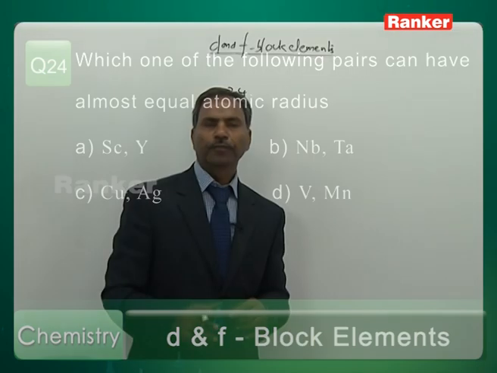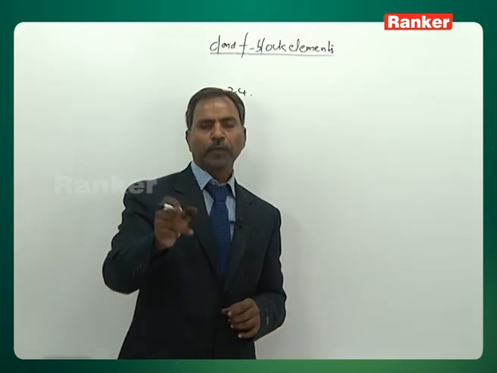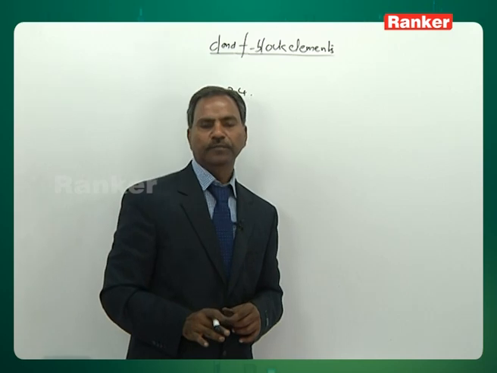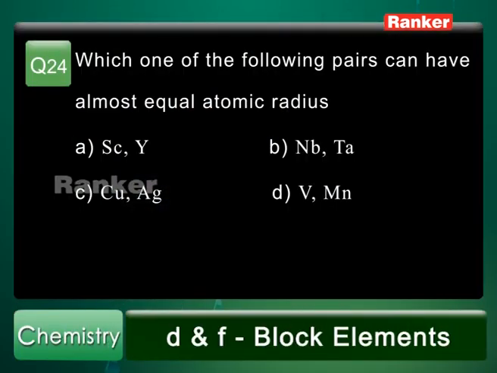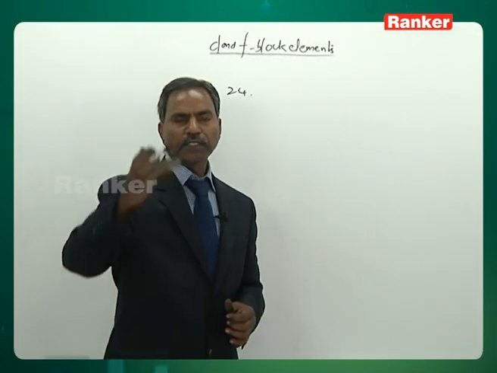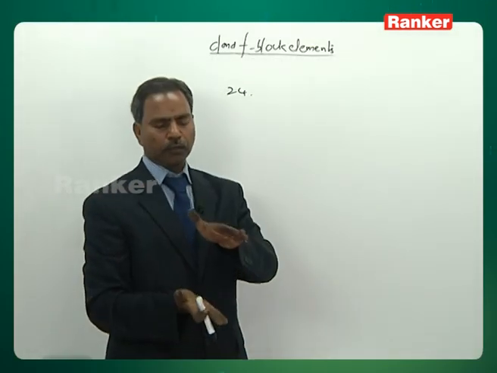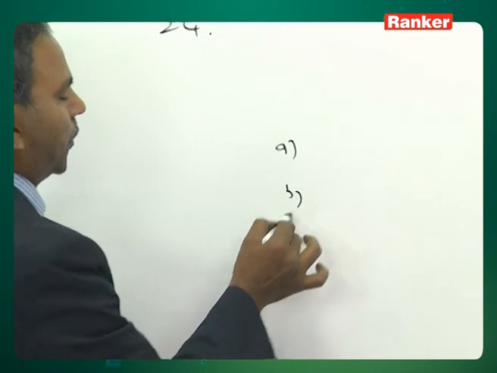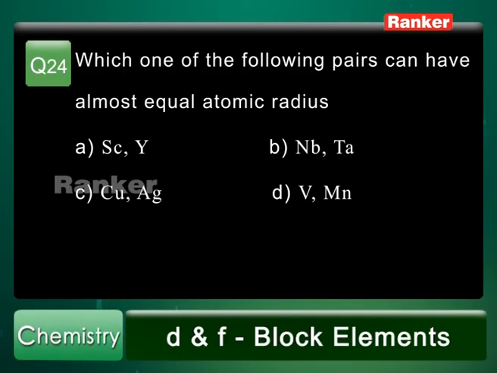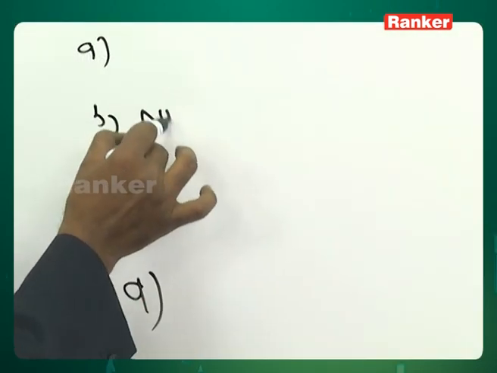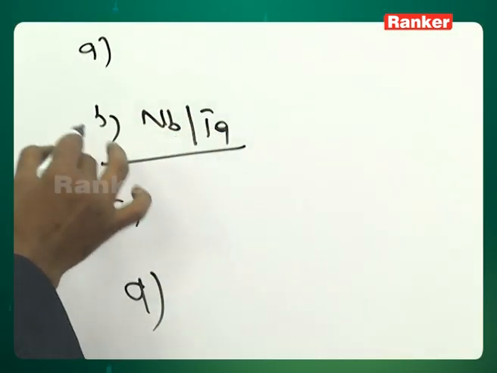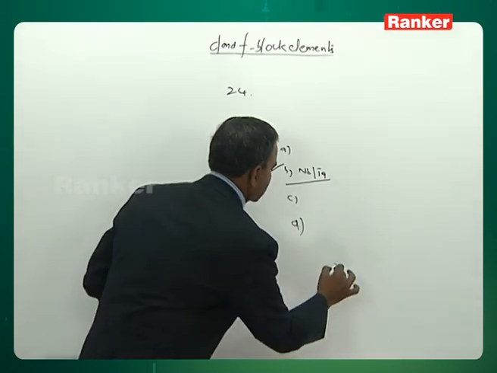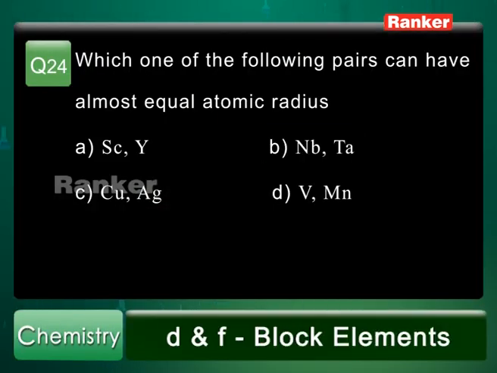See, scandium and yttrium are 3D and 4D elements; niobium and tantalum are 4D and 5D elements. Option C, copper and silver, again 3D and 4D elements. Option D, vanadium and manganese, both belong to the same 3D series. So what I said, wherever 4D and 5D elements come, those have more or less identical atomic radius. Option B has niobium, a 4D element, and tantalum, a 5D element. Therefore, the correct answer is option B.